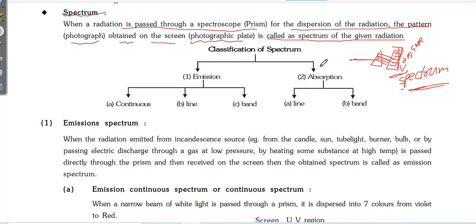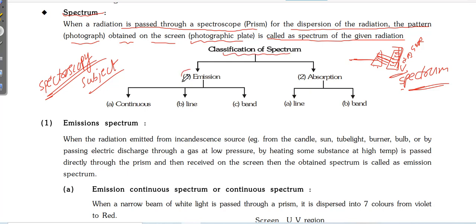Now, spectroscope means the prism is called spectroscope, which is used for spectrum. Spectroscopy means the subject which deals with all these spectra. Spectroscopy is a subject, like a part of chemistry. It is one subject.